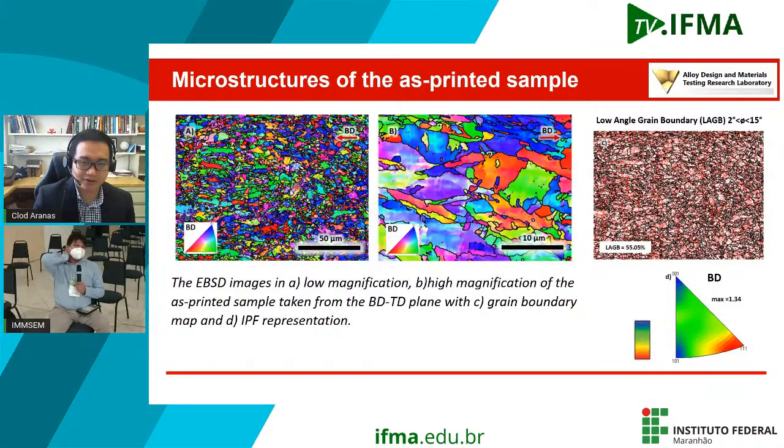We also check the crystallographic texture of the material. You can see that based on this, all the colors are randomly arranged, which means the texture is very weak.